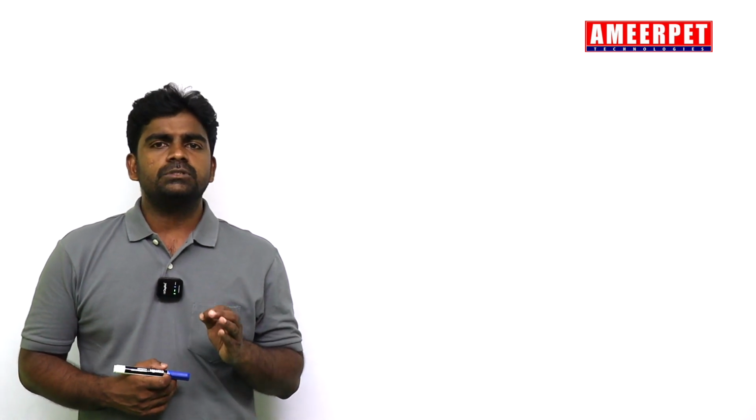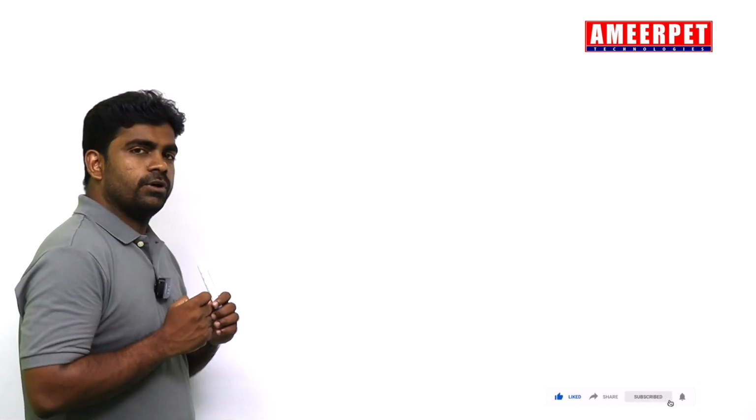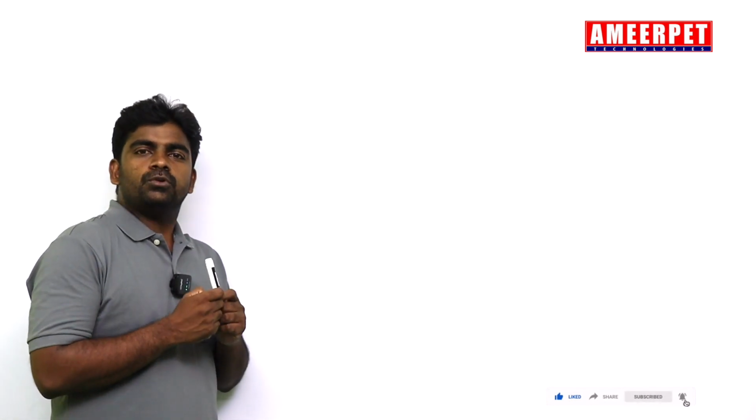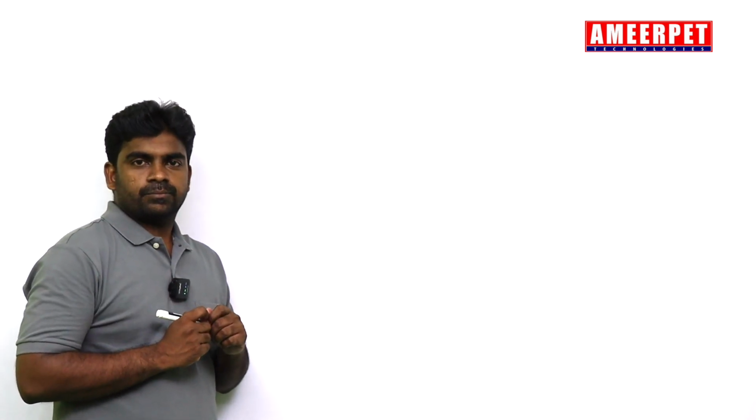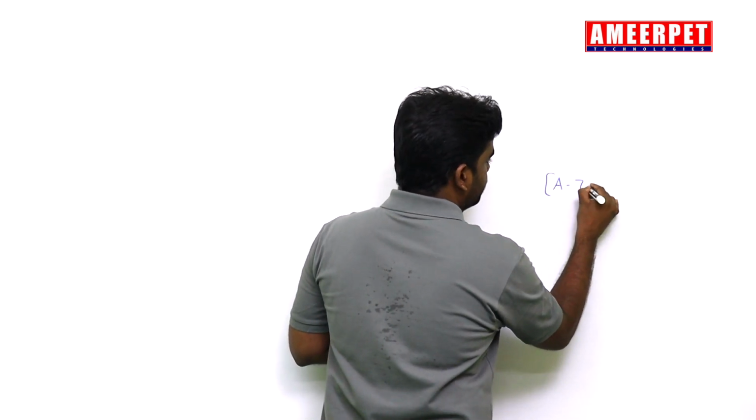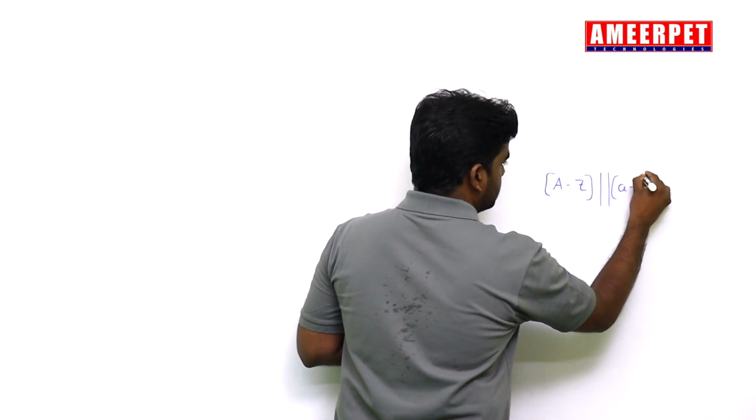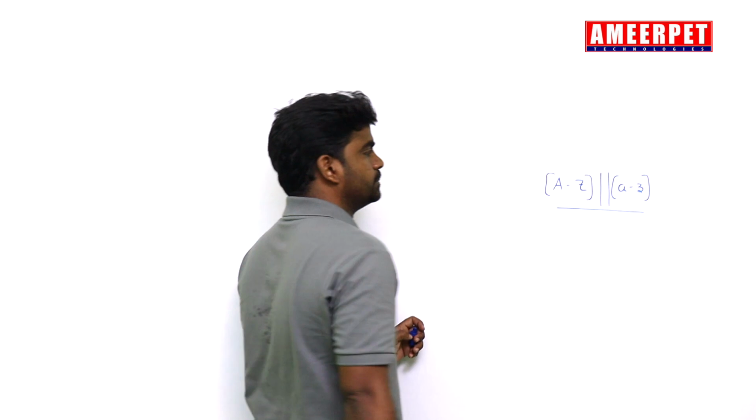Welcome to Ameerpet Technologies. So in this video, I am going to explain how to check whether the first character in a given string is an alphabet or not. See, first of all, we need to know how to find out whether a given character is an alphabet or not. Alphabet means what? The character is either an uppercase character or a lowercase character; that is called an alphabet.